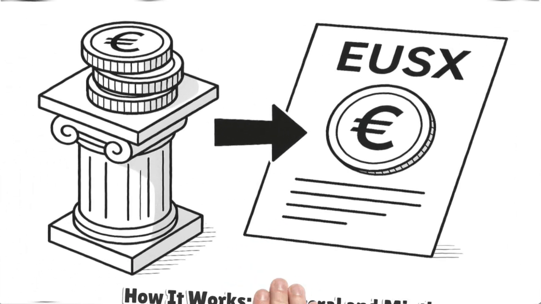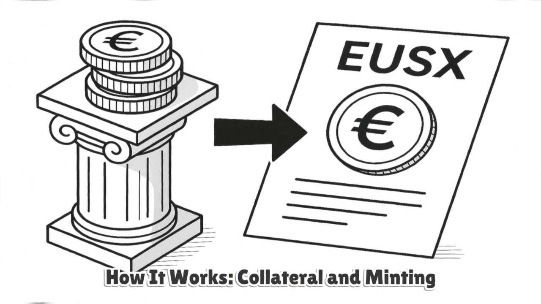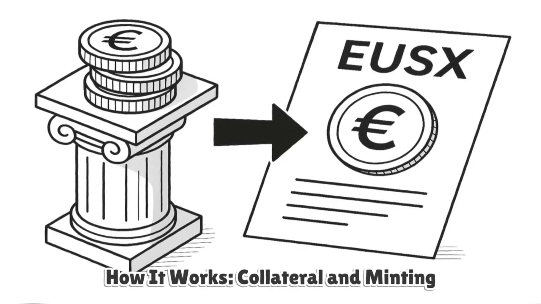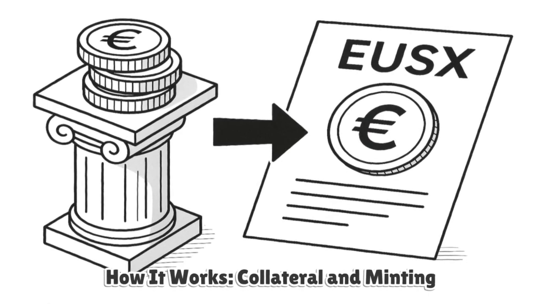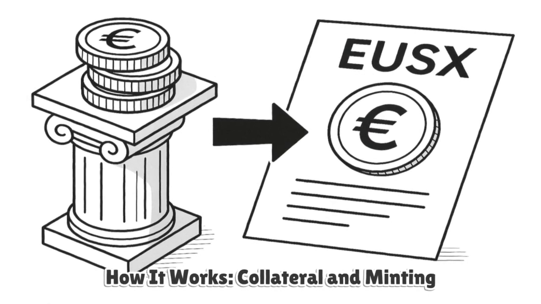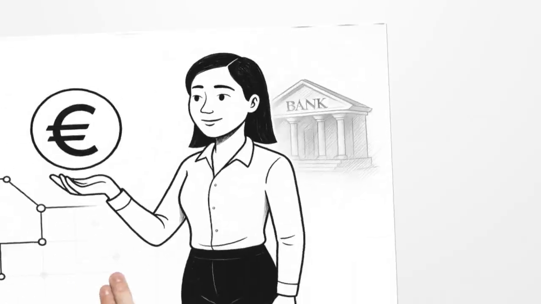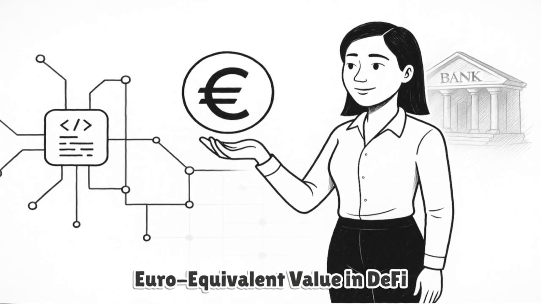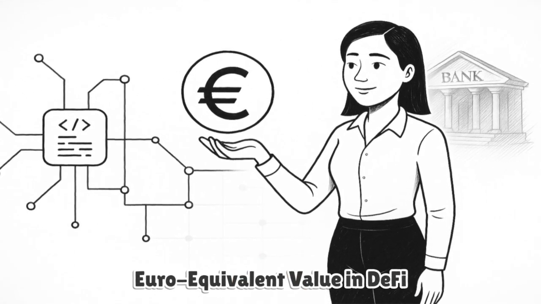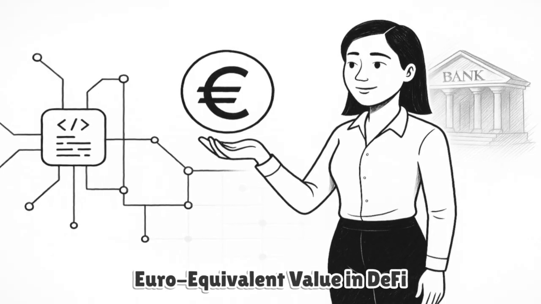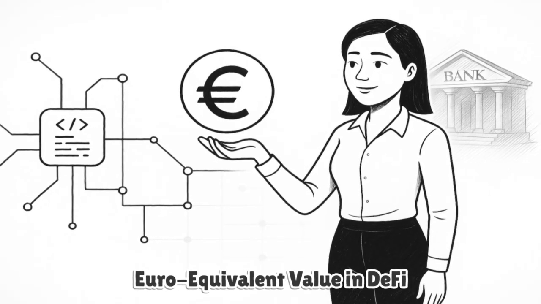This model mirrors the design used by major synthetic asset protocols, which lock collateral into smart contracts and mint new tokens that track the value of external assets. For eUSX, the target is the euro. The project claims that the synthetic design allows users to hold euro-equivalent value even while interacting with decentralized finance, without relying on traditional stablecoin custodians or centralized issuers.